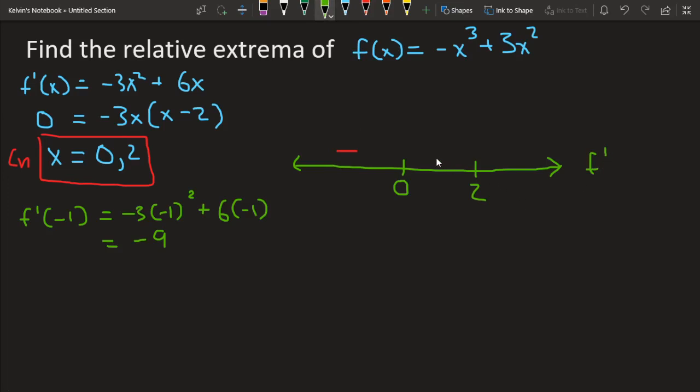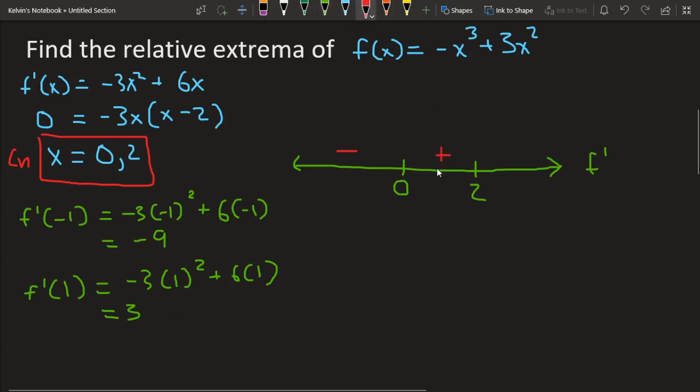So next we have to find the sign from 0 to positive 2. So in order to do that, we have to take a number between 0 and 2. So a number between 0 and 2 is 1. So we can find the derivative of 1. So f prime of 1 is equal to, we plug it in. And if we plug it in, we get it is equal to positive 3. So positive 3 is a positive number. So we can write a positive sign like so.